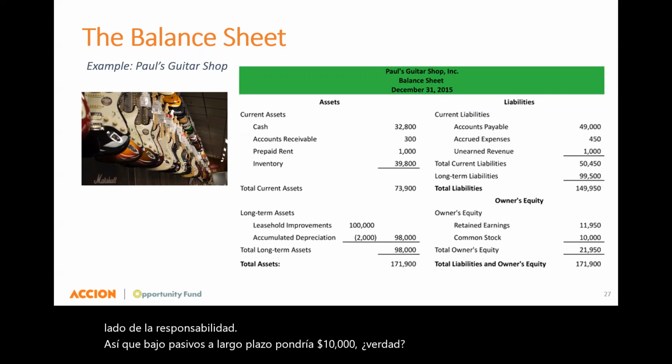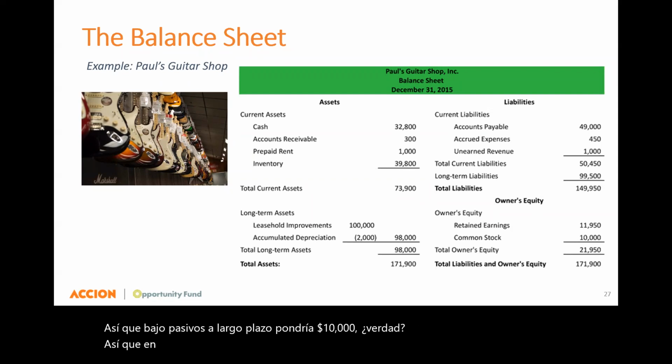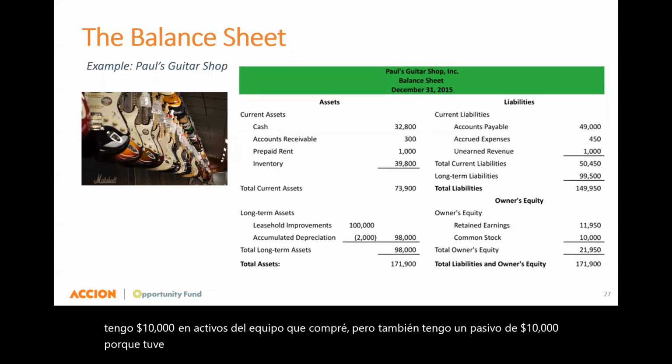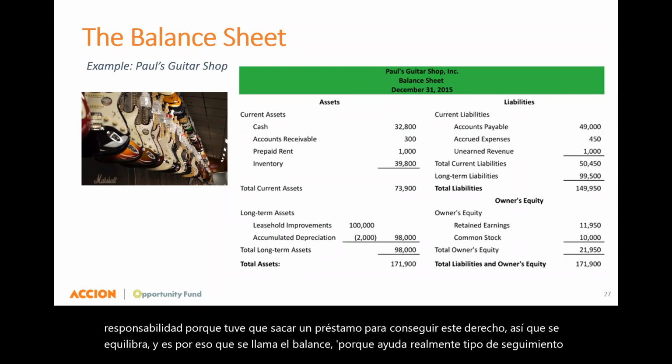So in essence, what a balance sheet does is help balance your books, and it tells you, you know what, I have $10,000 in assets from the equipment that I bought, but I also have a $10,000 liability because I had to take out a loan to get this, right? So it balances out, and that's why it's called a balance sheet, because it helps track everything, so that every single penny is attached to something, right?